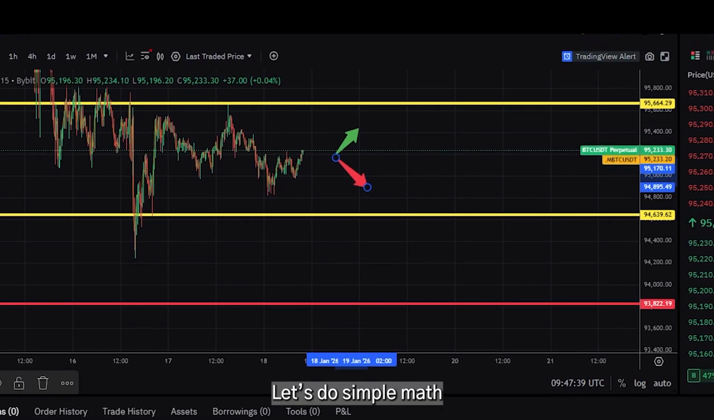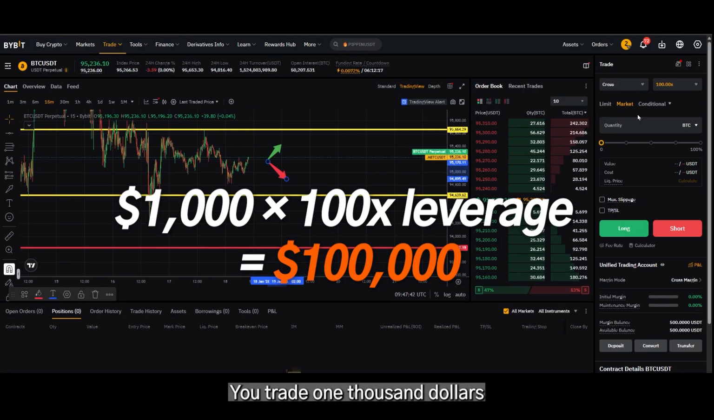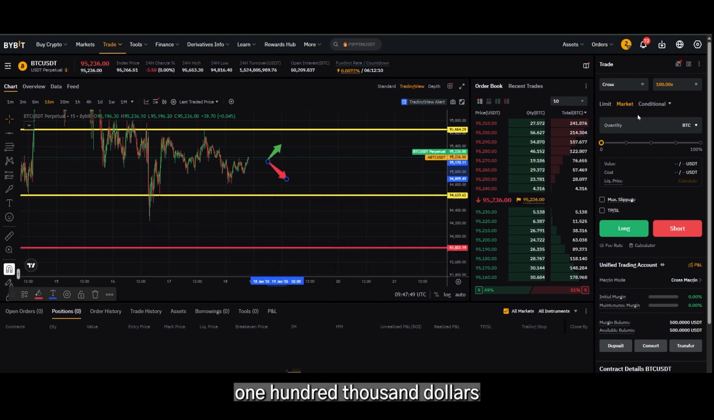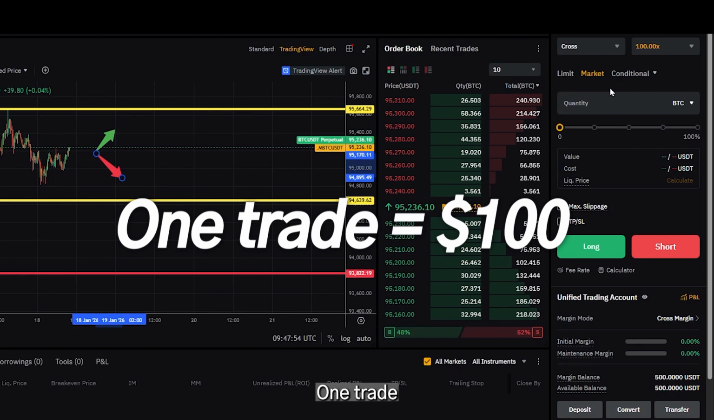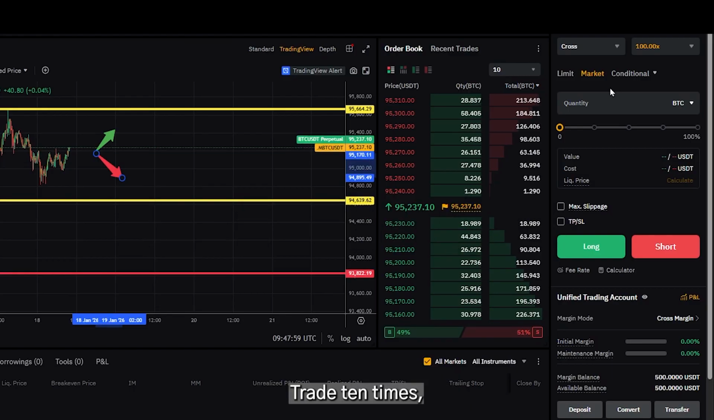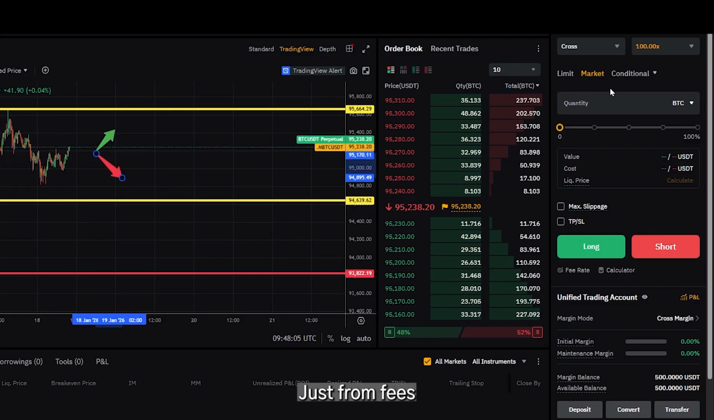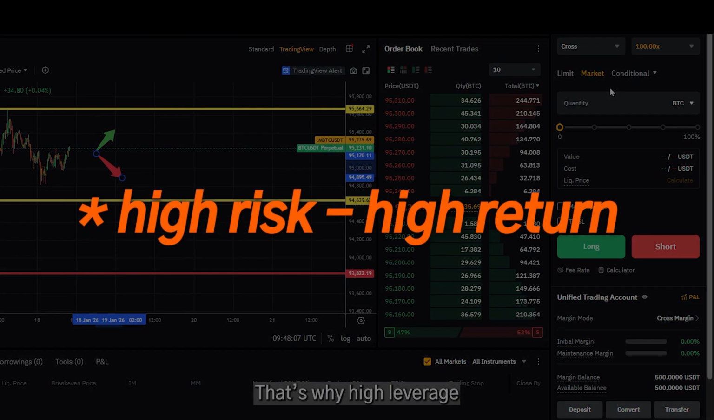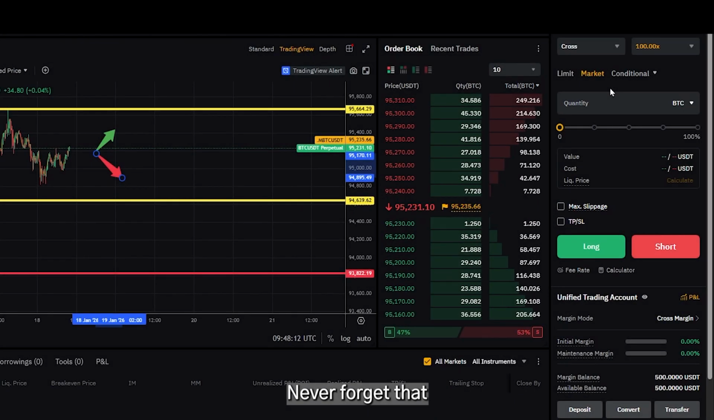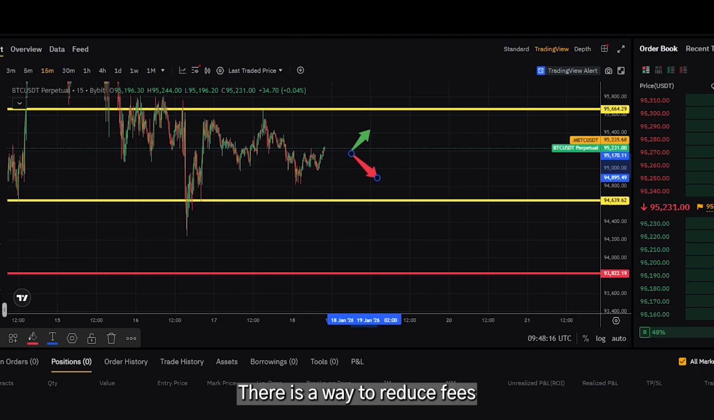Let's do simple math. You trade $1,000 with 100 times leverage. That means you're actually trading $100,000. Fees are charged on $100,000. One trade, $100 in fees. Trade 10 times, and your entire capital is gone, just from fees. That's why high leverage is high risk, high return. Never forget that.